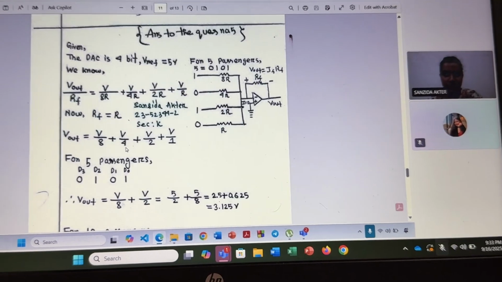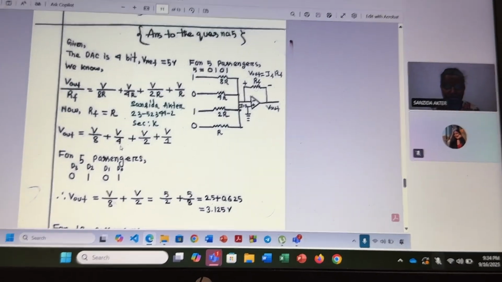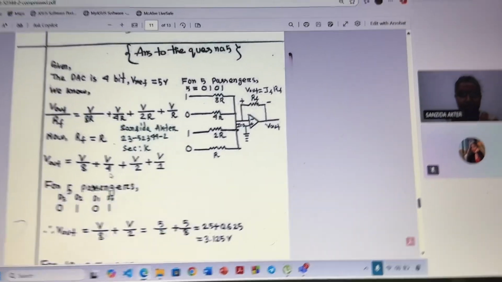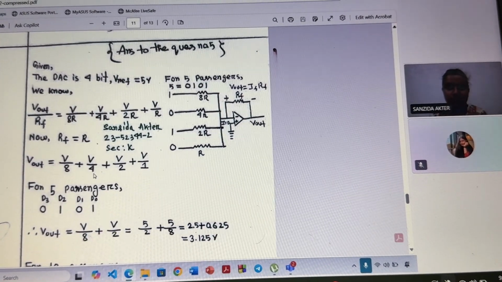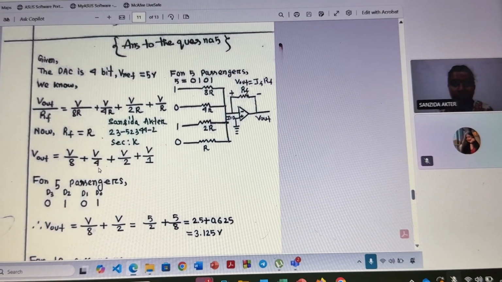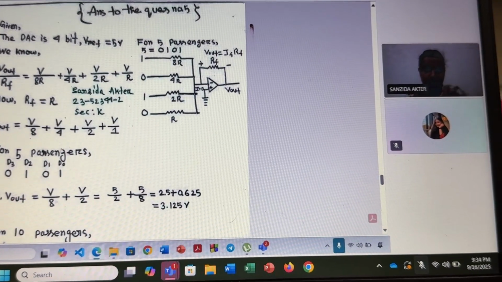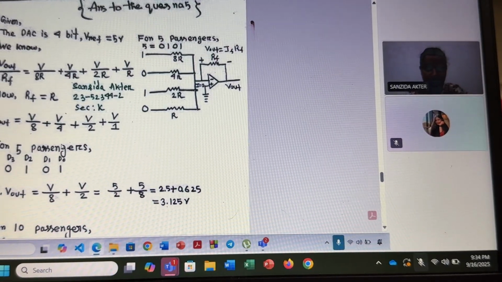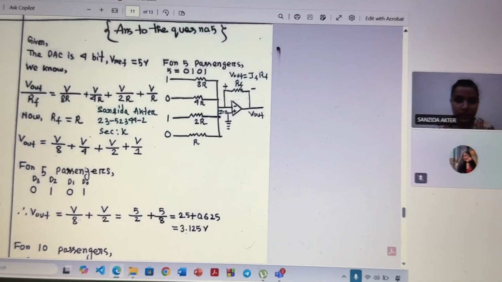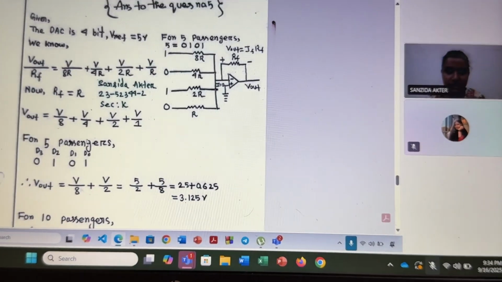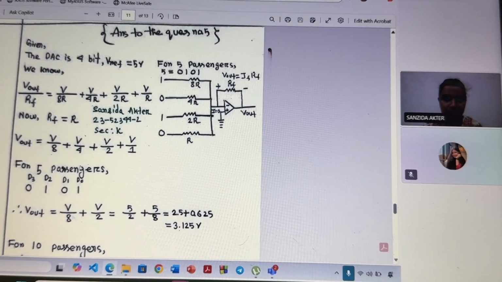So the fifth question asks for the DAC output voltage for passenger counts of 5 and 10 using a 4-bit binary weighted DAC with a 5 volt reference. I used a 4-bit binary weighted DAC. Anyone can use any DAC. The DAC is 4 bit, the reference is 5 volt. Then I use the formula of the binary weighted DAC.